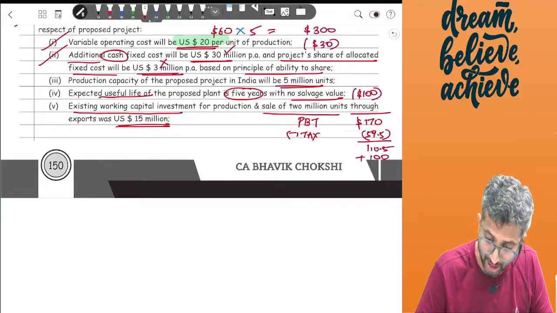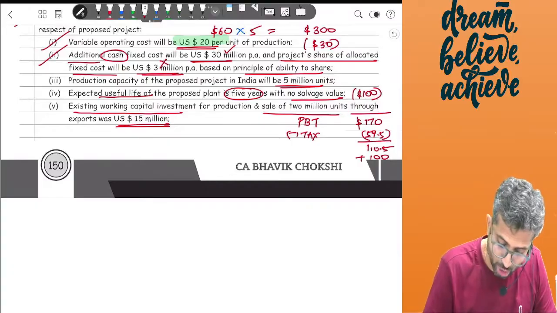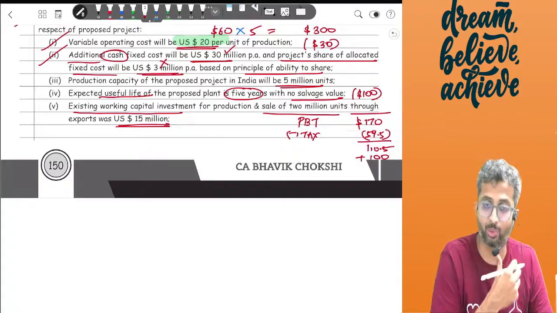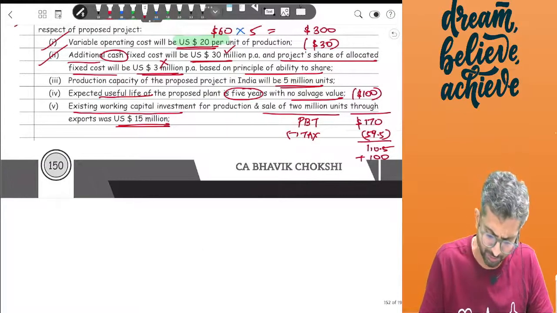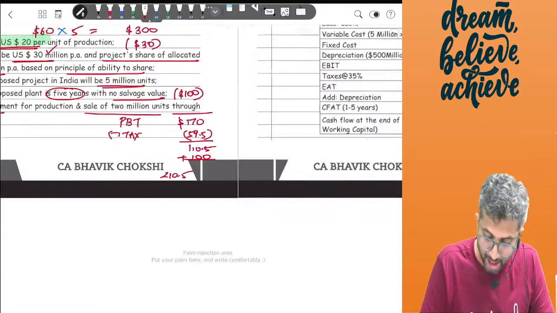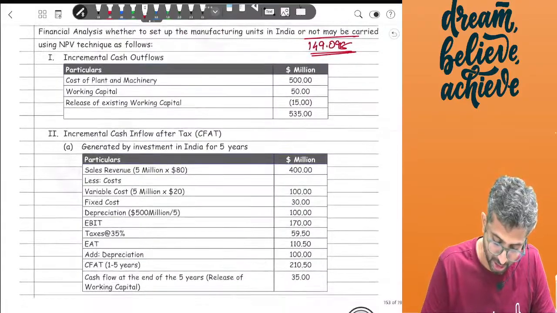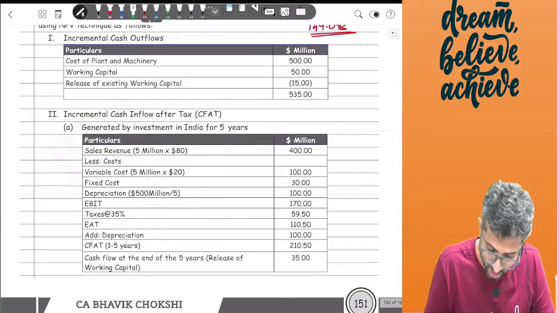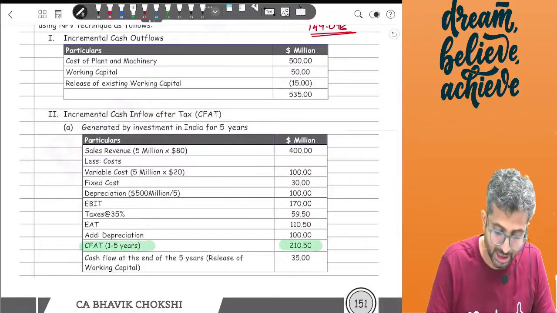Plus you will add back depreciation 100, and hence your cash inflow comes to 210.5. You don't have any data regarding inflation, and hence you will take 210.5 as the base. That will be your cash inflow in the first year. If I go to see, yes, this is 210.5 for the first, second, third, fourth years.